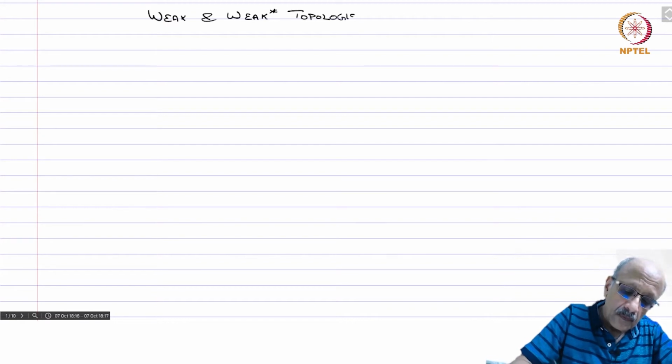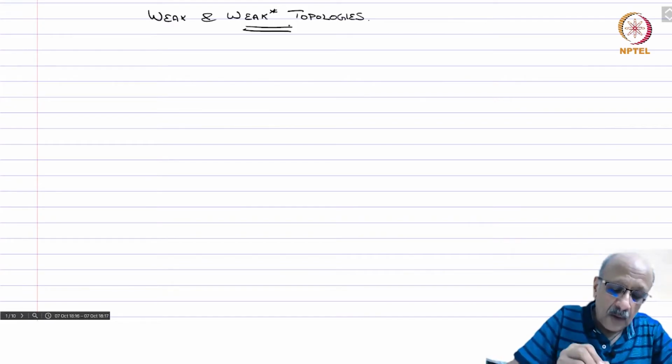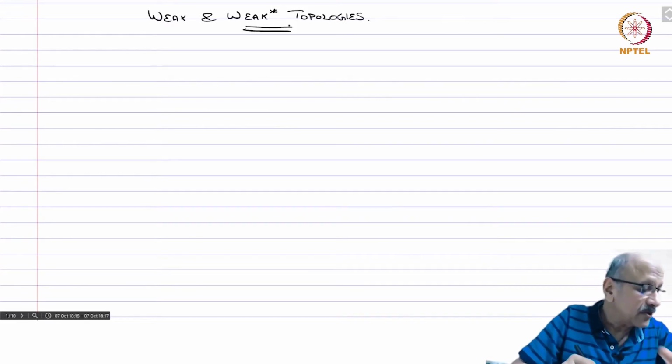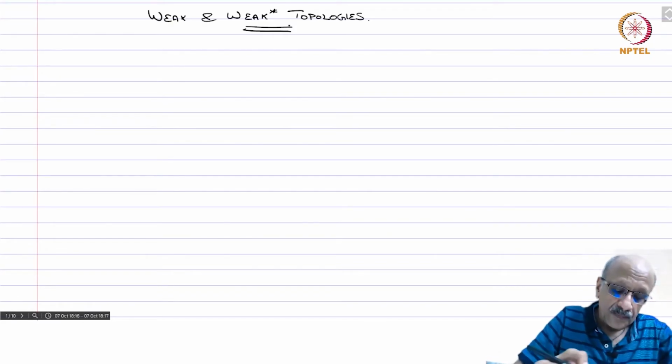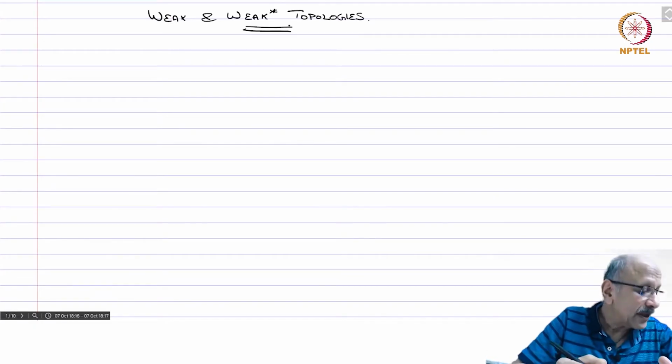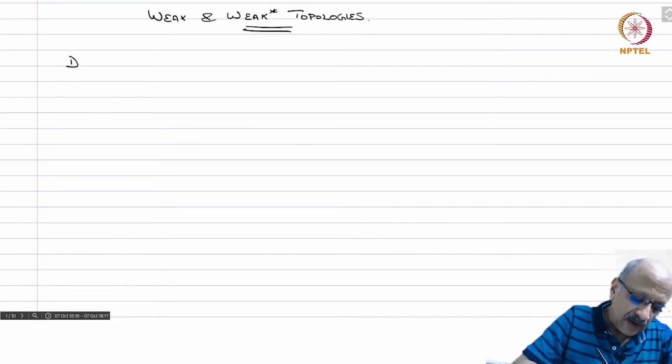We will now start a new chapter. So we are going to study weak and weak star topologies. Up to now we have been dealing with the norm topology, so this is a metric topology. Now we want to study other kinds of topologies on a Banach space, and these have a lot of very nice applications. Okay, so we will start defining. First we will study the weak topology.